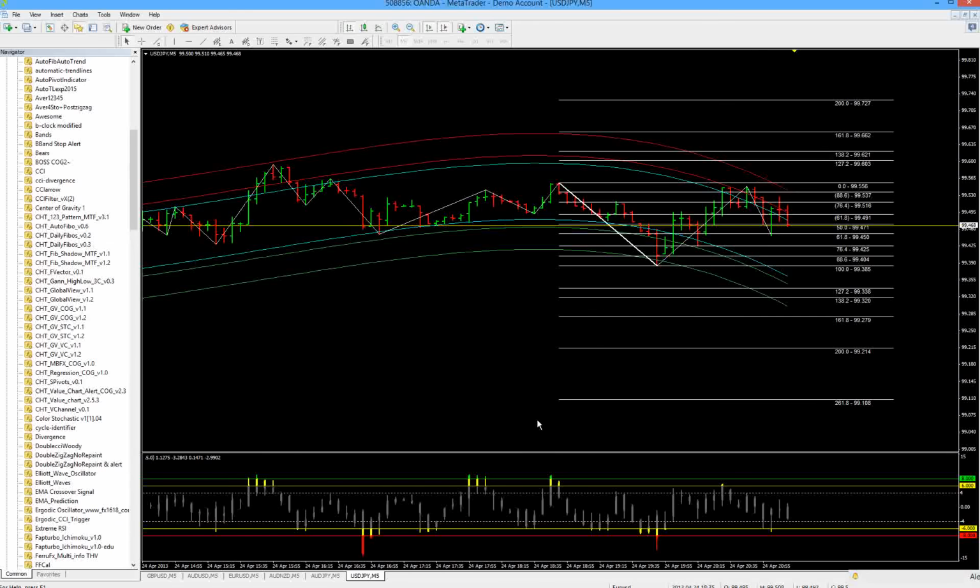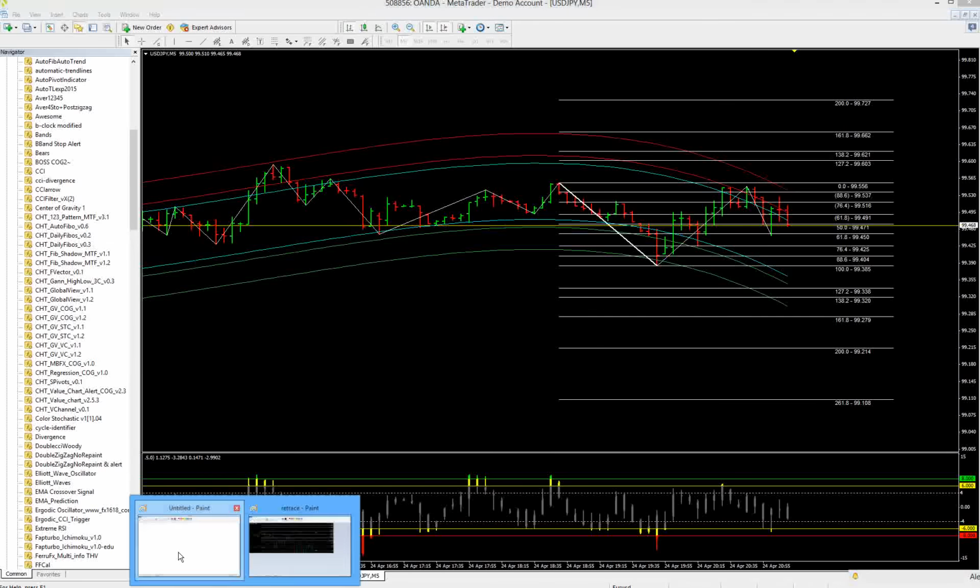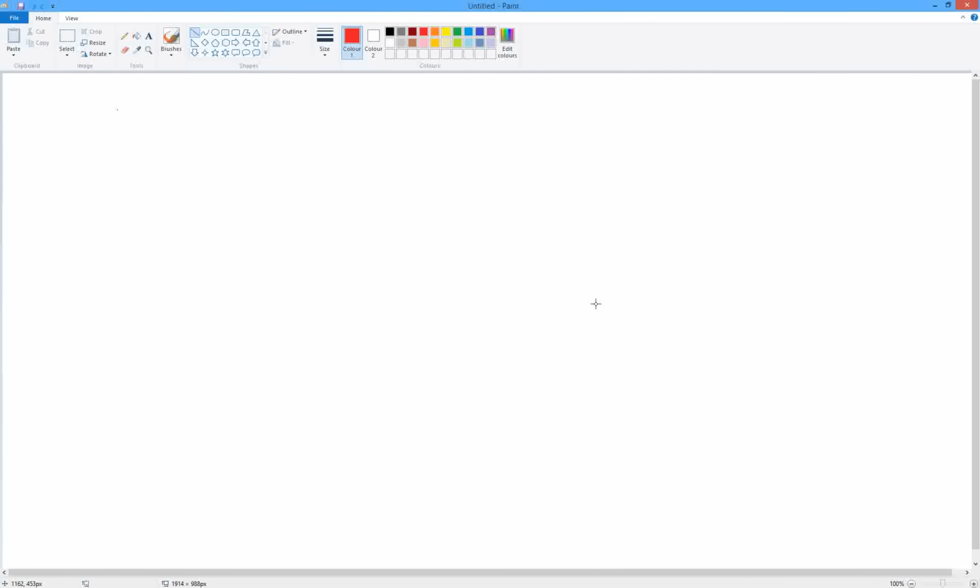So let's move over here. I'm going to draw a simple chart, and then we're going to go ahead and look at an actual retracement to give you a better idea of what it is.